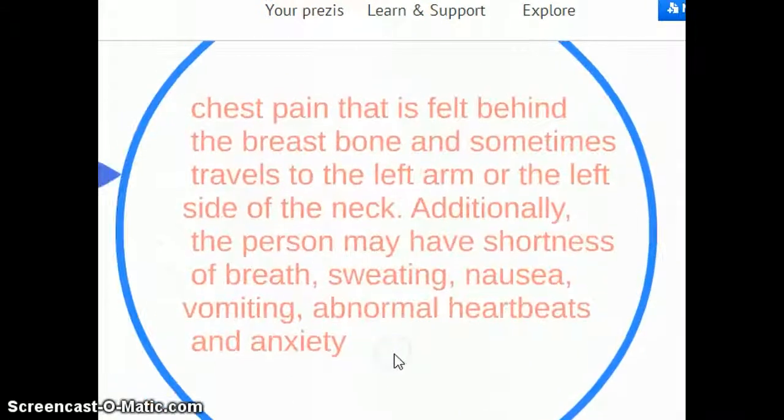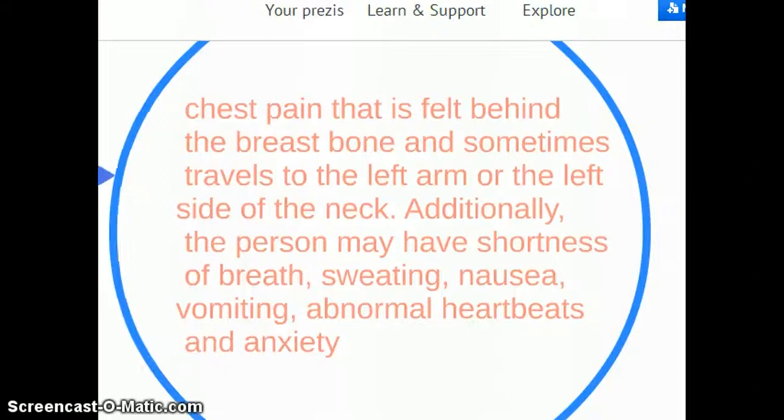Symptoms include chest pain that is felt behind the breastbone and sometimes travels to the left arm or the left side of the neck. Additionally, the person may have shortness of breath, sweating, nausea, vomiting, abnormal heartbeats, and anxiety.